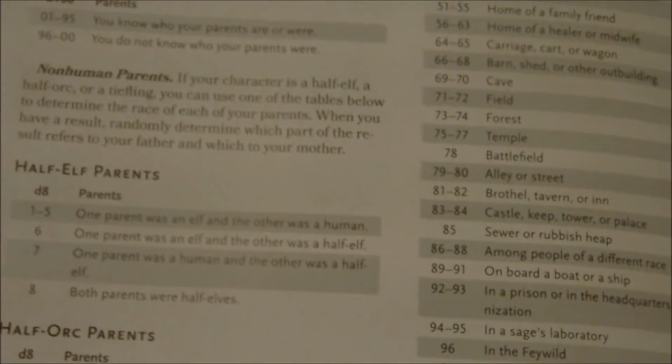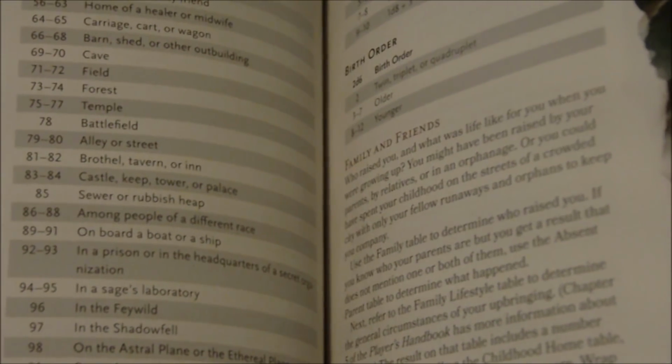So I was born, so my birthplace, 72. So I was born in a forest. Interesting. Let's see, number of siblings would be next. So let's start with how many siblings do I have? So that's a d10. I got a 7. So it's a d6 plus 2. Wow, so I got 6 siblings.